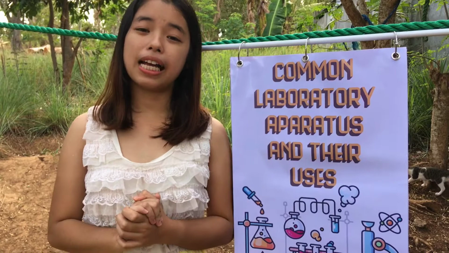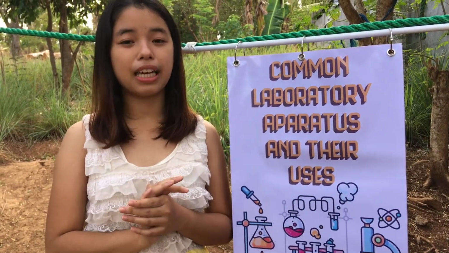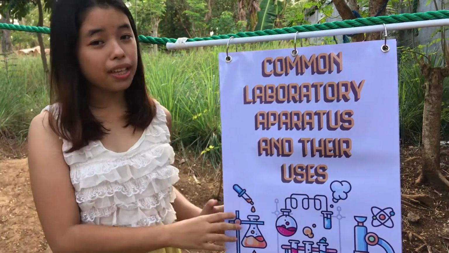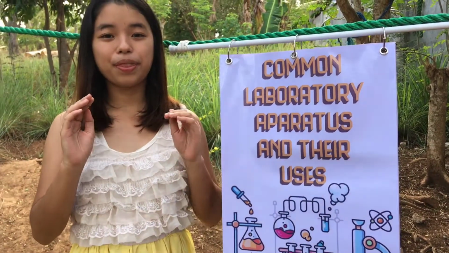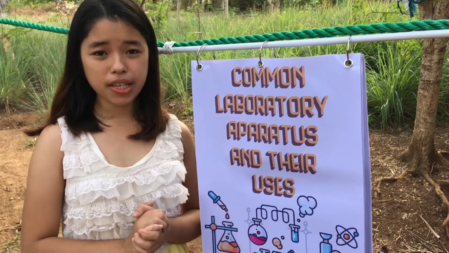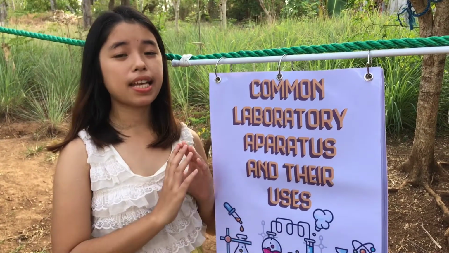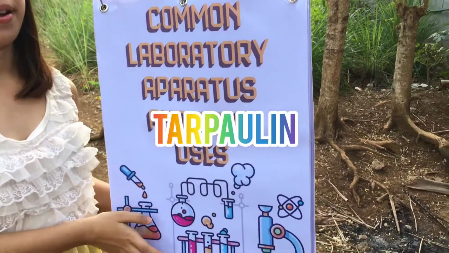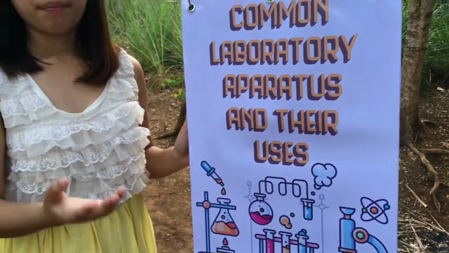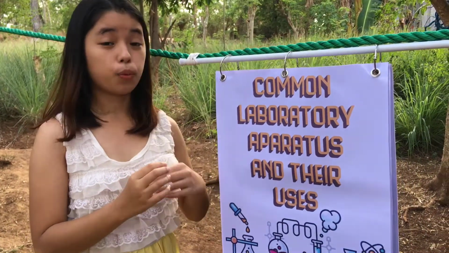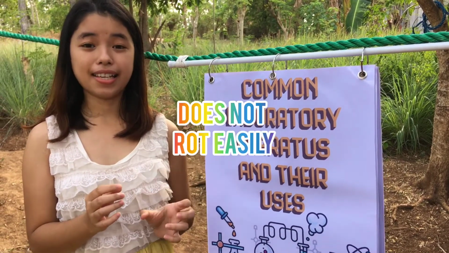That's why we decided to upgrade the materials. We want to emphasize the durability of the material so that it can be used for months and even years. So instead of using the traditional Manila paper or other types of paper, we decided to print it on a tarp. Tarp is a canvas that is more like a plastic. It is waterproof, it's durable, and it does not rot easily.